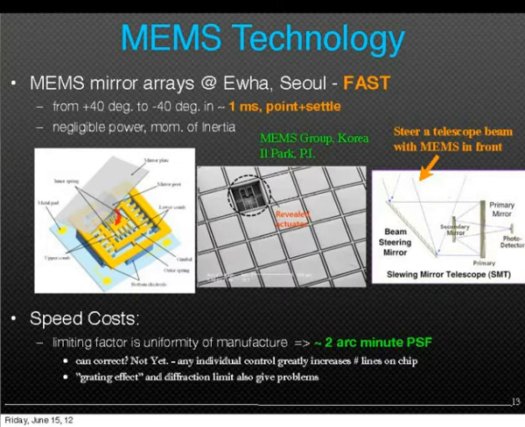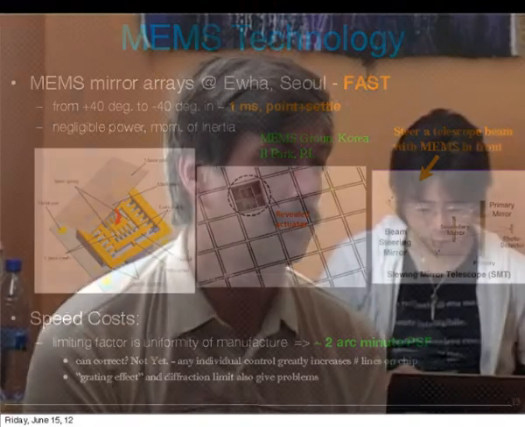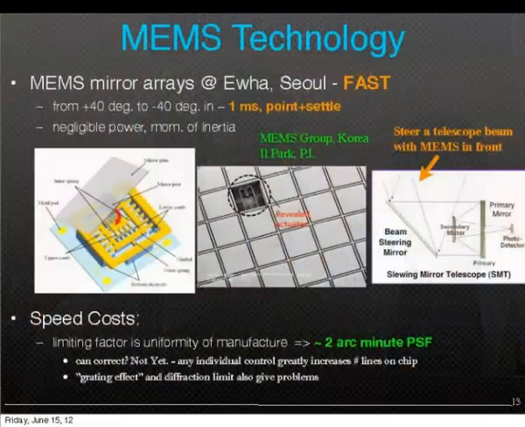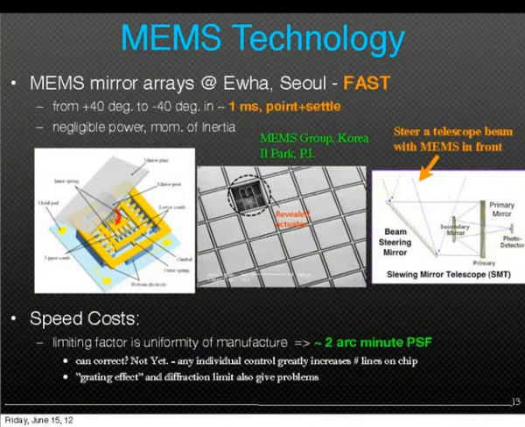And what's different about these from commercial MEMS devices is that they have extremely large throws. Plus and minus 50 degrees is no problem. They operate in milliseconds, which is very exciting for trying to steer a beam. And you can imagine putting a mosaic of these devices in front of a telescope and steering the beam that way.